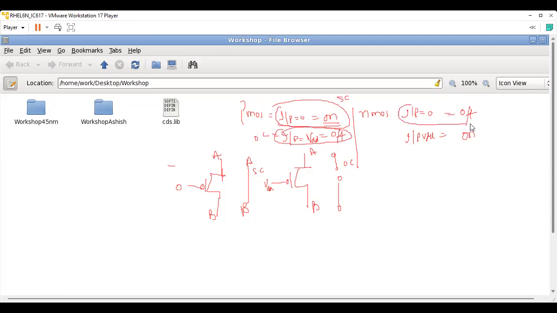In NMOS, when input is 0, it works as open circuit, and when input is VDD, it works as short circuit. You can please note it down on your notebooks or any document if you have, because it will be required when we'll be making these gates.